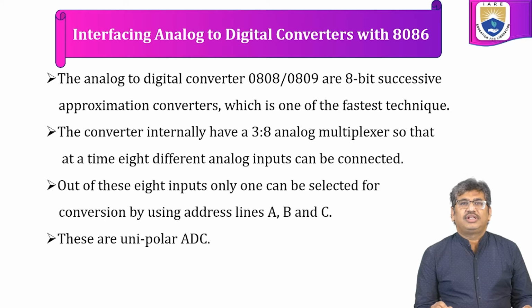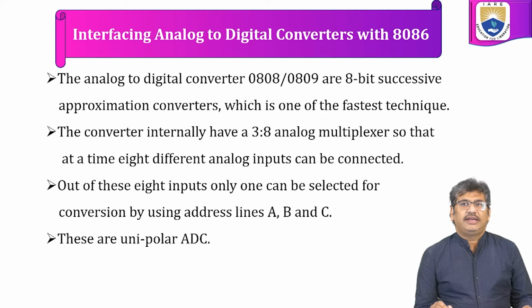The commercially available analog to digital converter devices are 0808 or 0809. 0808 is for a positive voltage, 0809 is for a negative voltage. They are 8-bit successive approximation converters, which is one of the fastest techniques.